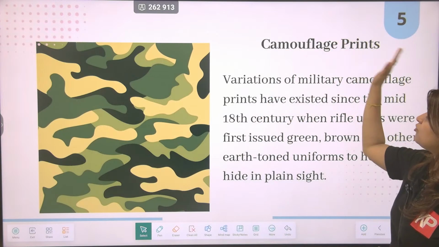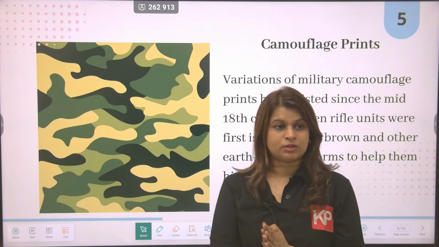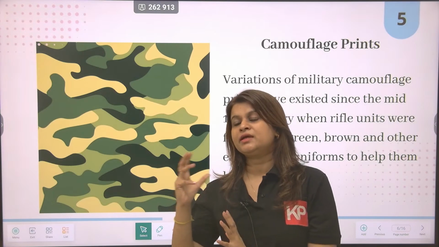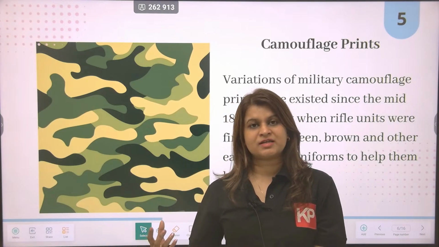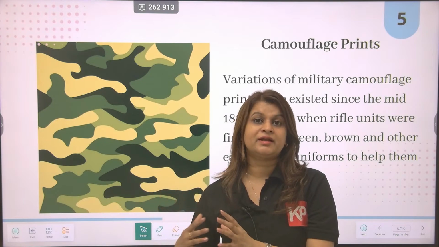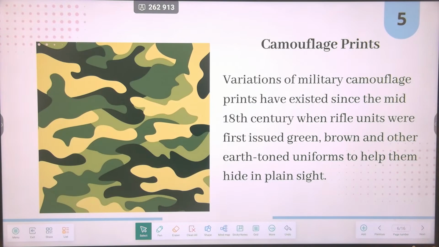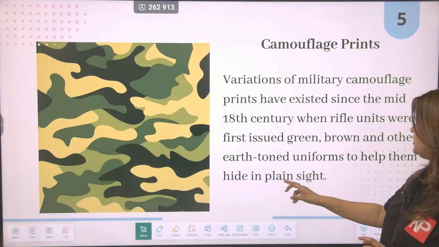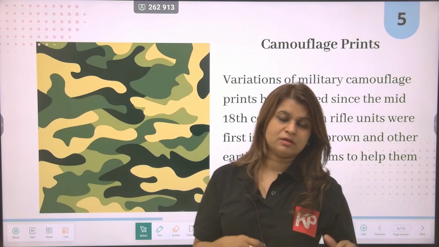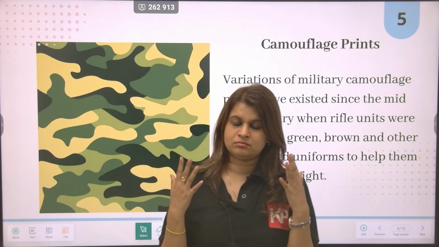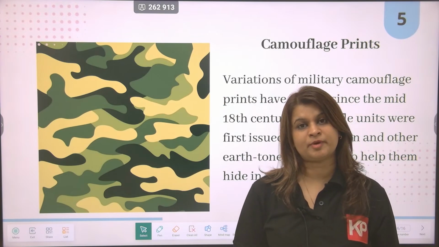So the name camouflage, इसका मतलब क्या होता है? कैमोफ्लाज का मतलब होता है किसी एक दूसरे ऑब्जेक्ट के साथ किसी चीज को मिक्स कर देना या हाइड कर देना. So variation of military camouflage prints have existed since the mid 18th century, when rifle units were first issued green, brown and other earth toned uniforms to help them hide in plain sight. So camouflage was generally used by the militaries.